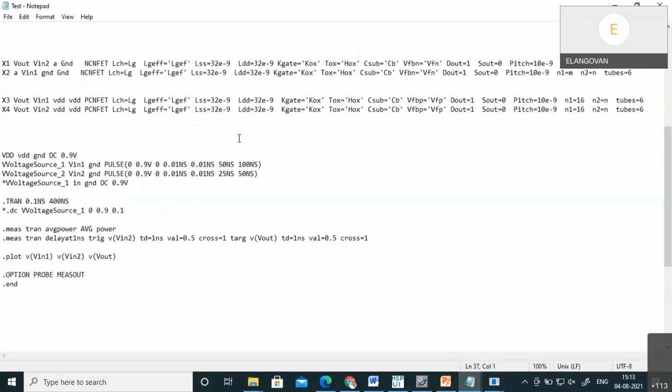And then while listing V out, V in one, VDD, is there any order for that, sir? That's what I'm saying. First of all, we have to say the device name, X1, X2 like that. Next one is drain. First terminal is drain, second terminal is gate, next is source, next is substrate. For all your HSPICE tool, this is the order, ma'am. Thank you, sir.